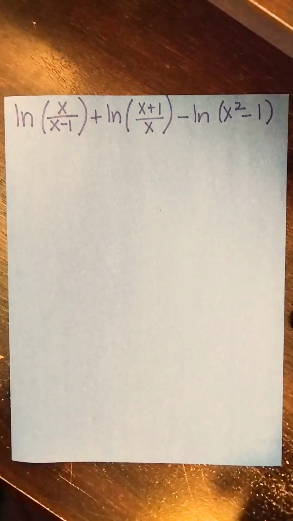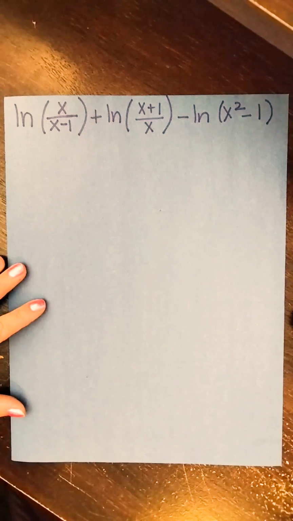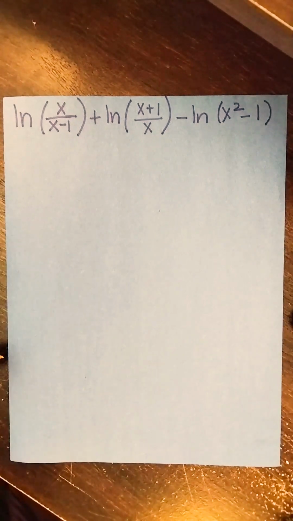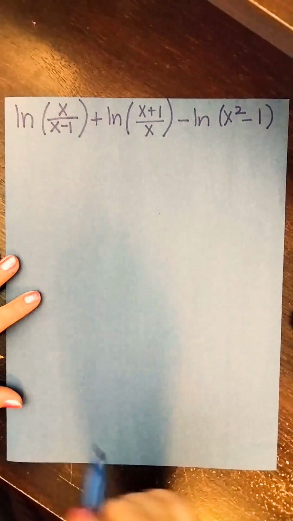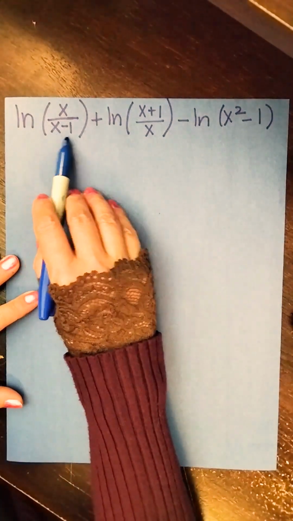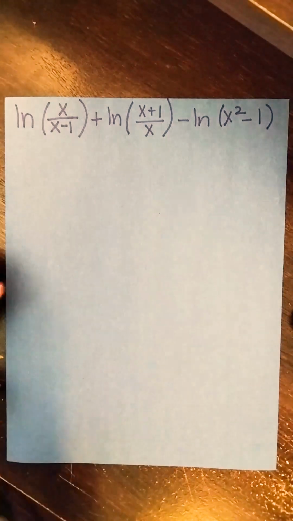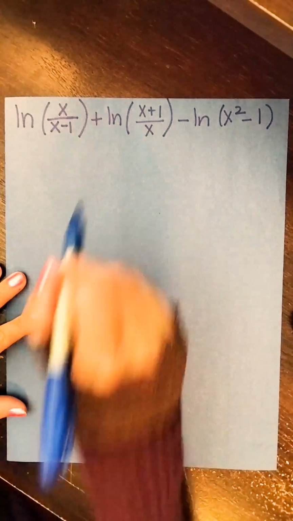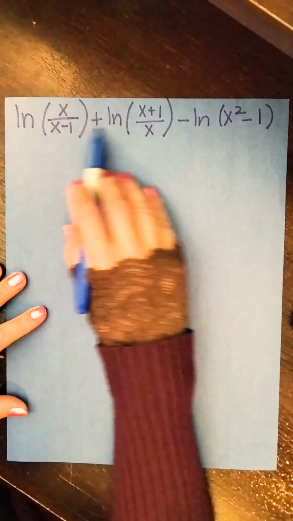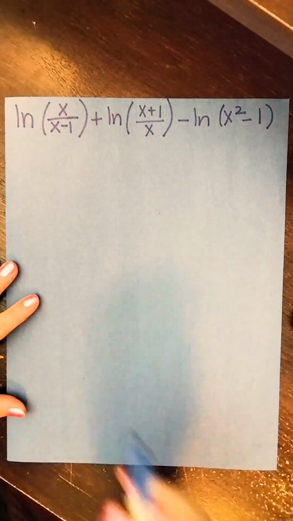So here we have this sum and difference of natural logs. So we want to write it as one logarithmic expression. So I have the natural log of x over x minus 1 plus the natural log of x plus 1 over x minus the natural log of x squared minus 1. So the first thing I notice is I have a sum of two logs. And so that's how I work. I just work left to right.